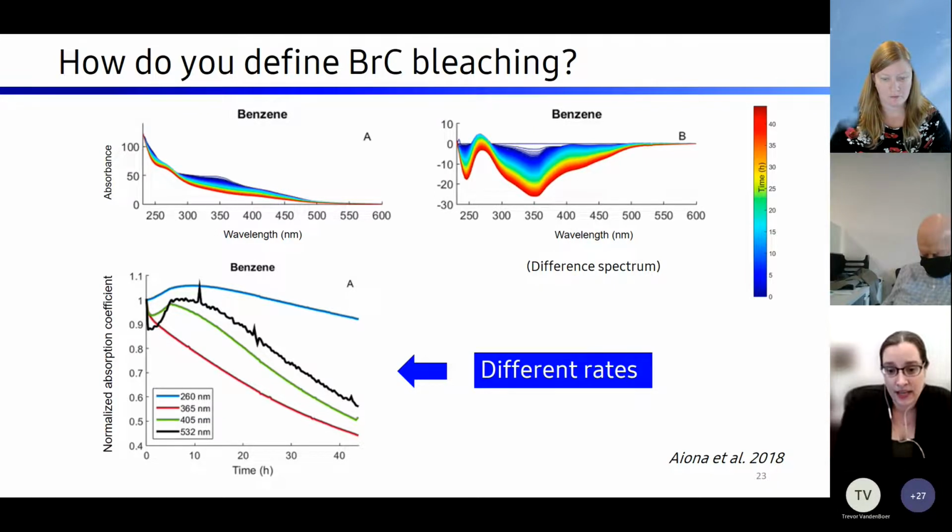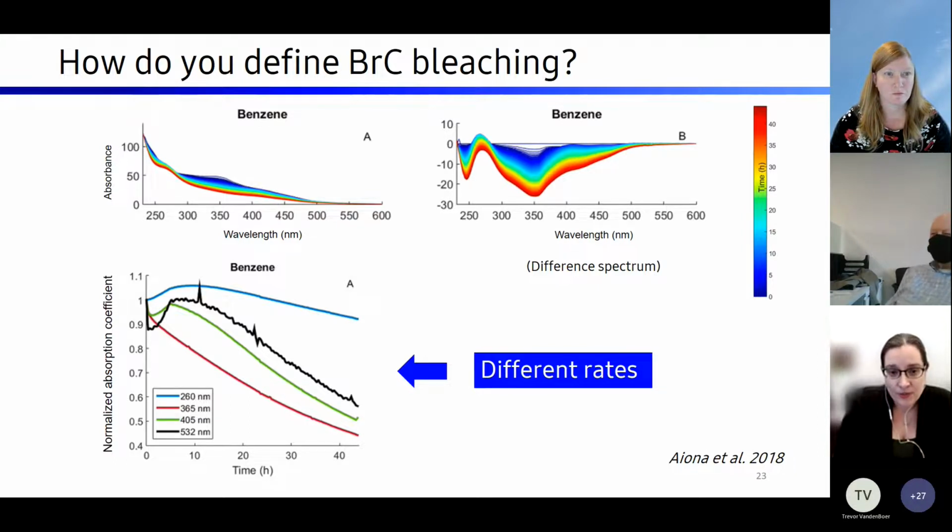So there's a paper, Ionia et al. in 2018 that I think demonstrated this just beautifully. They looked at benzene SOA under high NOx conditions, and they looked at the photolysis. And you can see from the difference plot over on the right that there are real shifts occurring in terms of the shape. And the challenge here then is what wavelength do you use to define your kinetics? Because if you have shape changes occurring as you're doing this photolysis, you're going to have potentially different kinetics that you're pulling out. This is shown in that figure that they have down in the lower left.